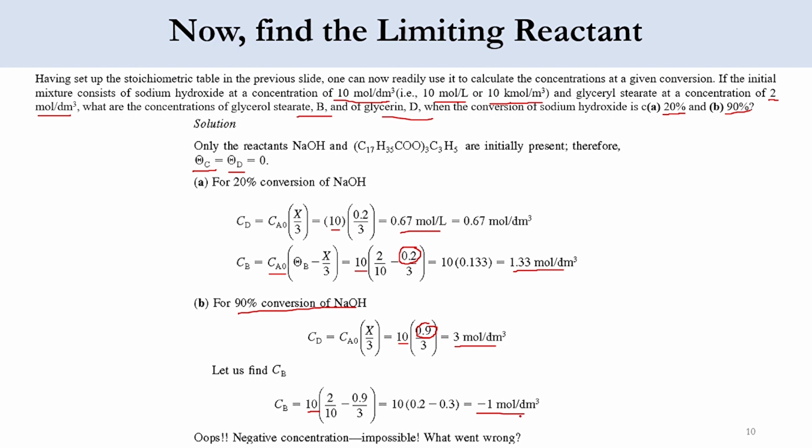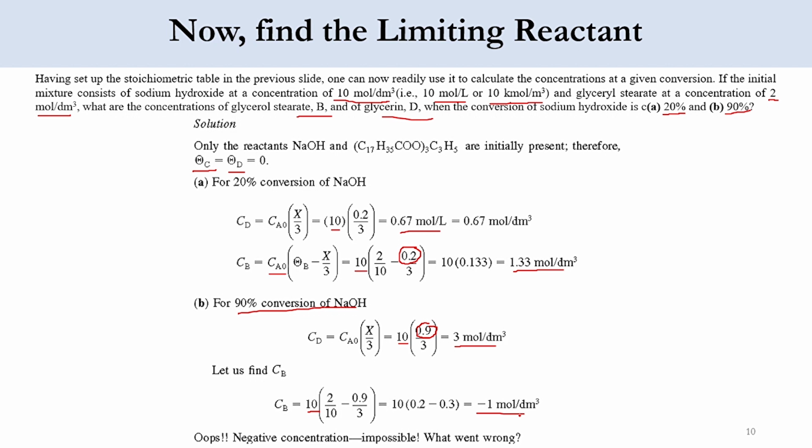Now, why has this negative sign come? It is impossible that the concentration could be negative. Then why has it come? Because we have selected the wrong limiting reactant in the system. If we had selected the glycerol stearate as the limiting reactant in the system, then this answer would have been positive. It means that we cannot simply or blindly choose one reactant as limiting. We have to do the calculations and we have to see that, for all the values of conversion, the answer for the other species doesn't go negative.